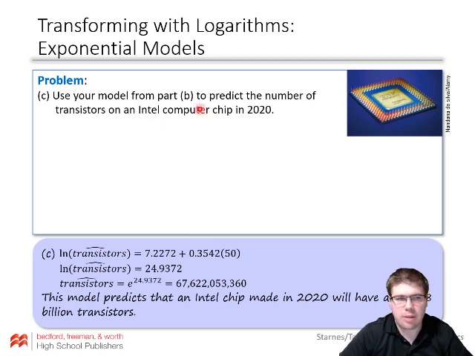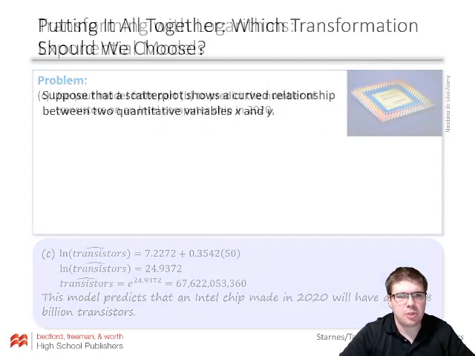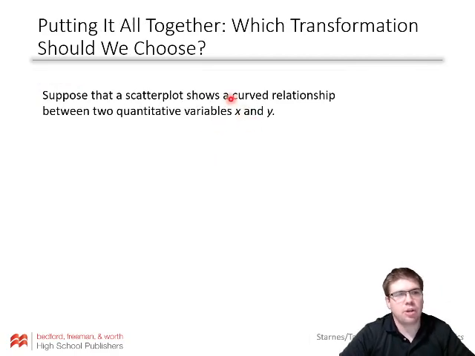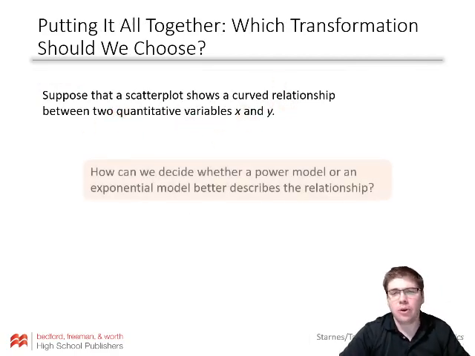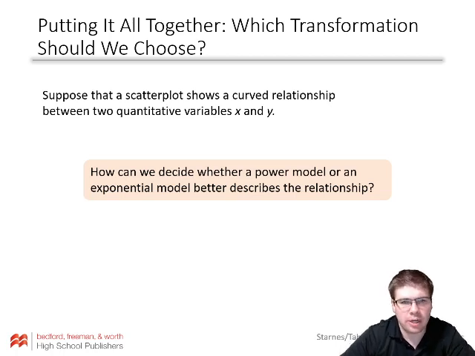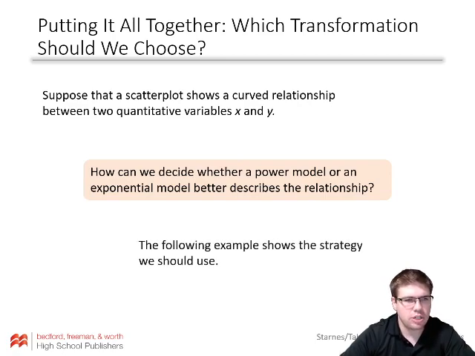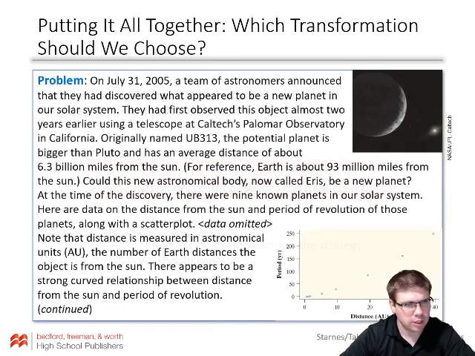We're doing a lot of extrapolation, and so things did slow down a bit since then. Suppose that a scatter plot shows a curved relationship between two quantitative variables, x and y. How can we decide whether a power model or an exponential model better describes the relationship? So the following example shows the strategy we should use.